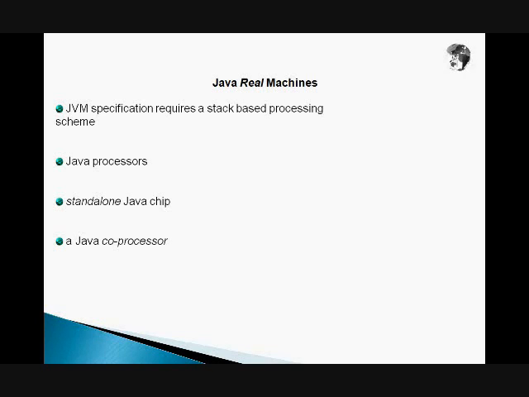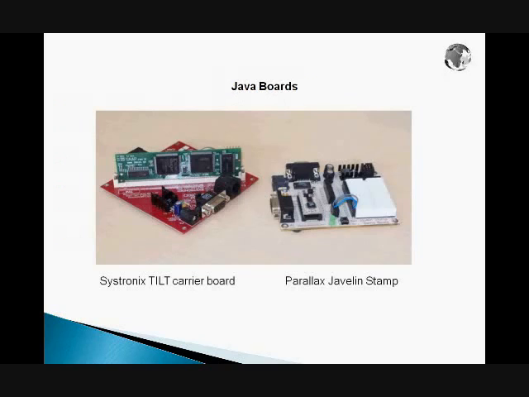Another approach is to add a Java coprocessor to a conventional processor. The Java coprocessor in some designs translates the bytecodes into the instruction set of the conventional processor and accelerates the running of Java programs. In more of a companion processor approach, the Java hardware takes over the execution of Java bytecodes completely whenever a Java program runs, while the operating system and other types of non-Java code run separately in the conventional processor.